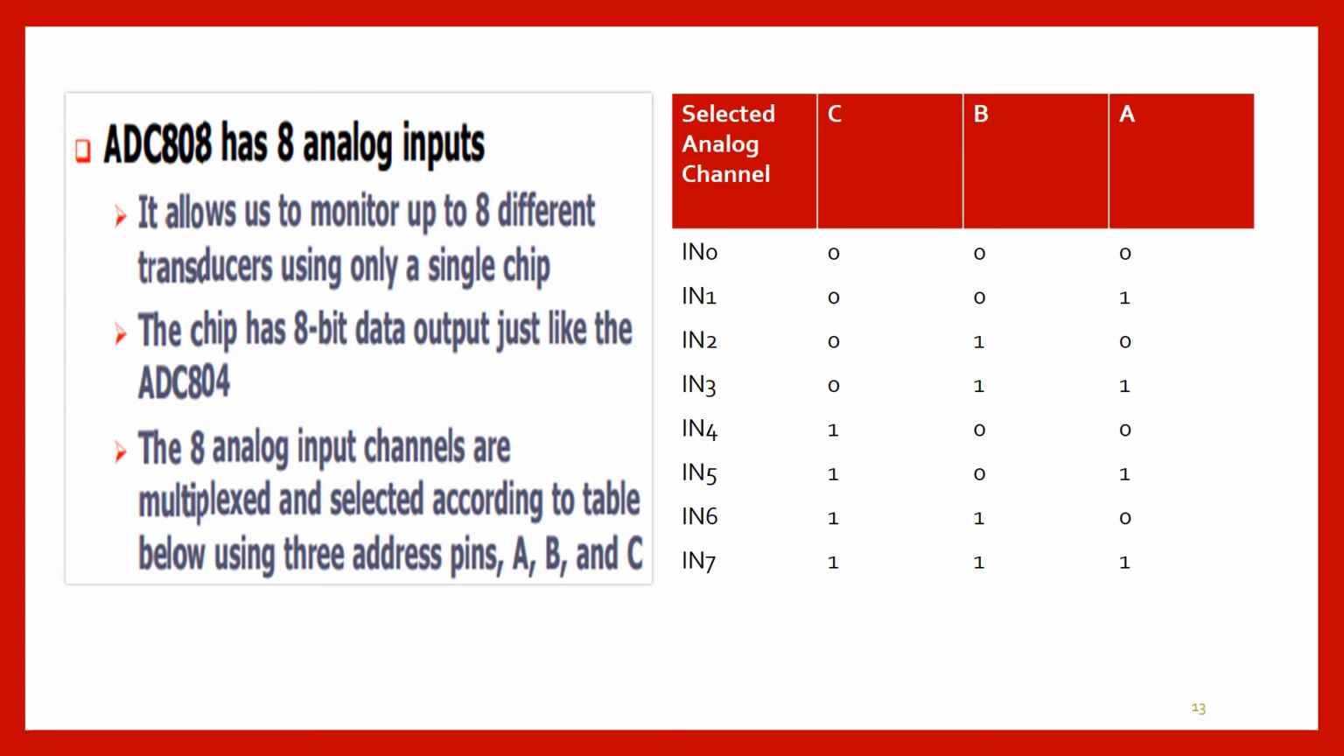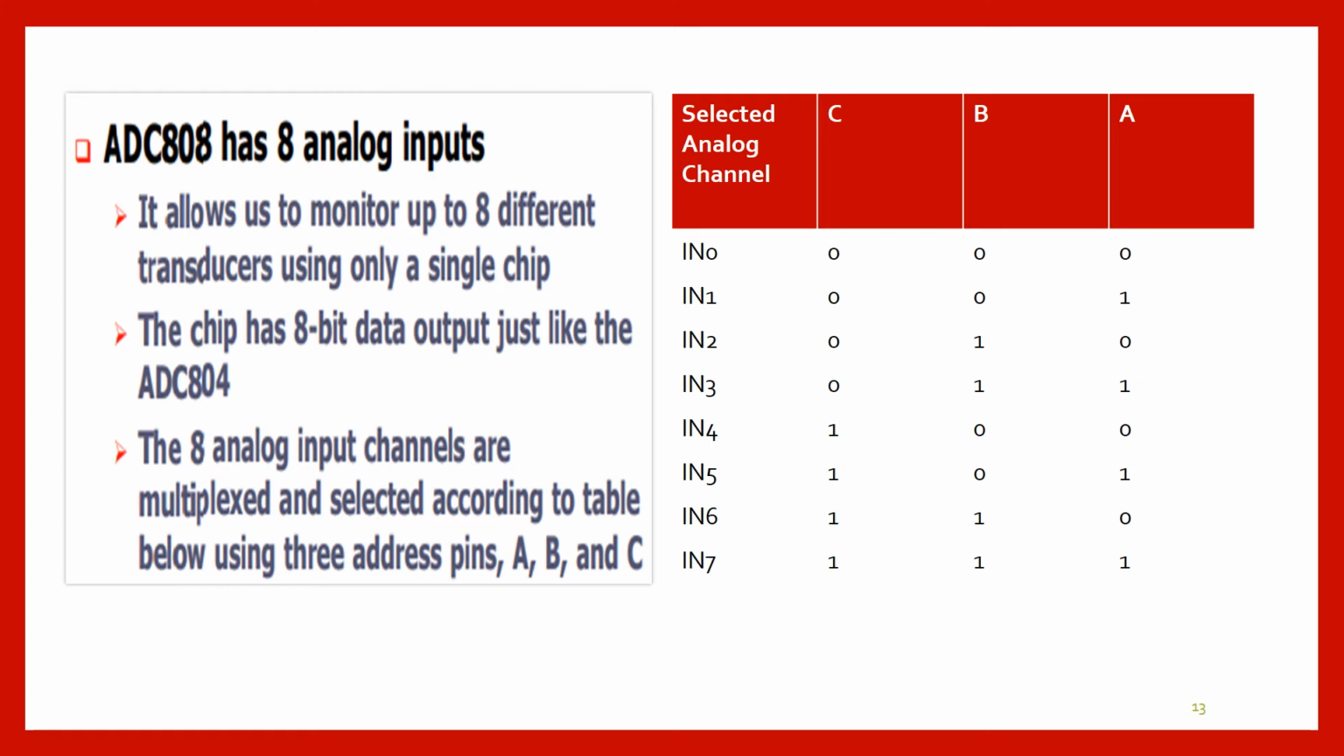We're supposed to select the particular input, and for selection purpose we have options. So there are 3 address pins A, B and C. They are multiplexed, and accordingly the input channel is selected with the 8 possible combinations 000 to 111. So here you can see it allows us to monitor up to 8 different transducers using only a single chip. At a time one will be considered. So once the role is over, the second one may be considered, and accordingly.